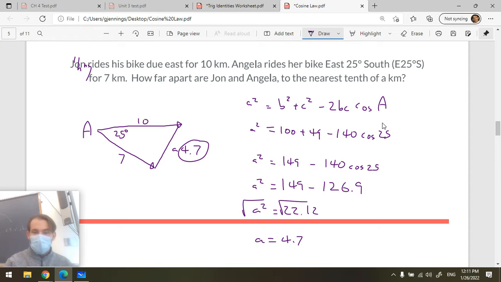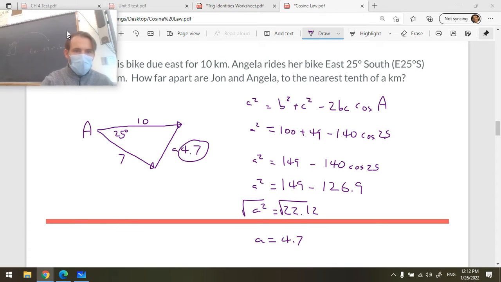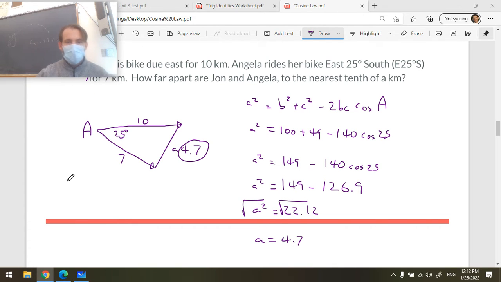But I'll leave this up for a second to let you copy. Okay, now, while I'm leaving that up and having you copy the solution, what I will point out is that Pythagorean theorem is a special version of cosine law.